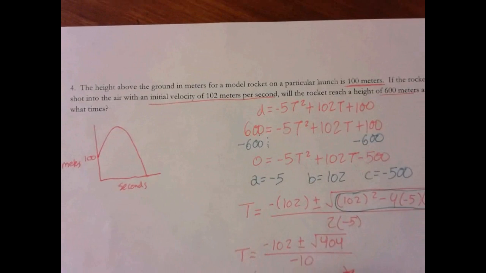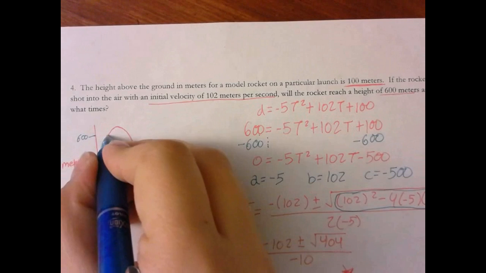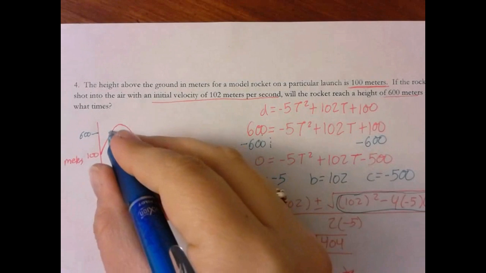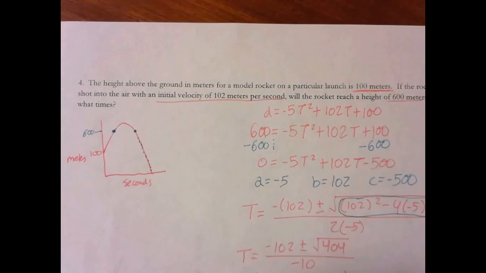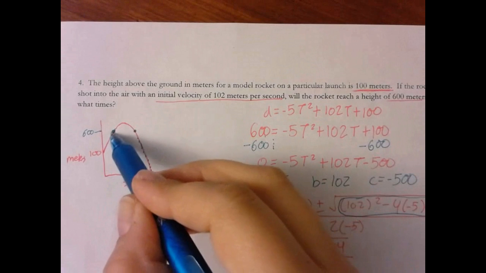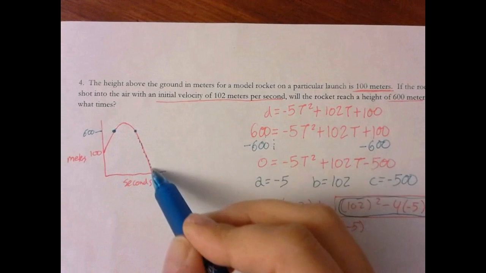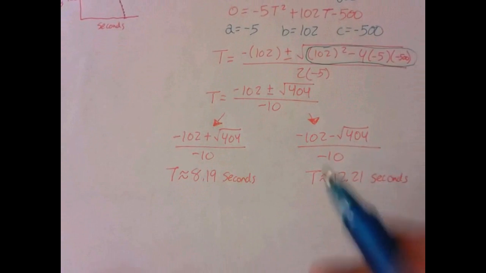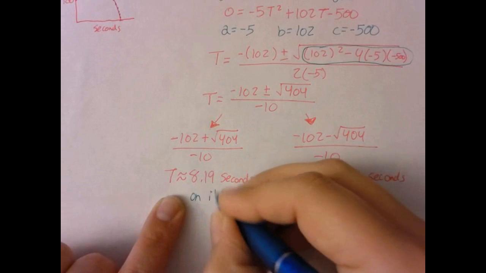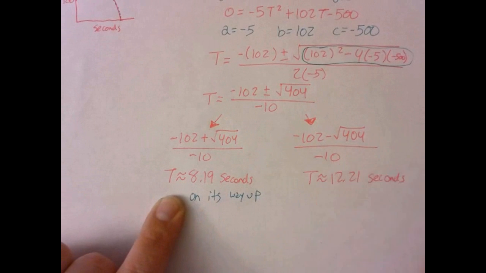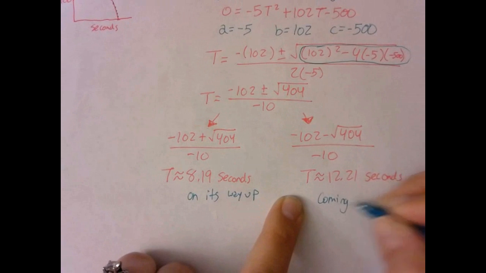So we were talking about distance of 600 meters. Let's say right here is 600. That means going up, it hits 600 meters there. Then it reaches the arc and it comes back down and it goes all the way down to the ground. So that's why we have two numbers that make sense. On its way up, it hits 600 meters, it goes a little higher than that, and on its way down it hits 600 meters before hitting the ground. So that might help you. That first number, that lower number, 8.19, is smaller. That's on its way up. And then the bigger number, later in time, is when it's coming down.